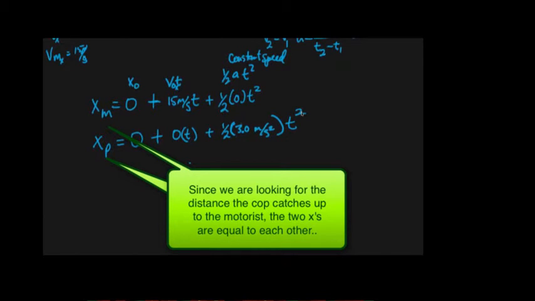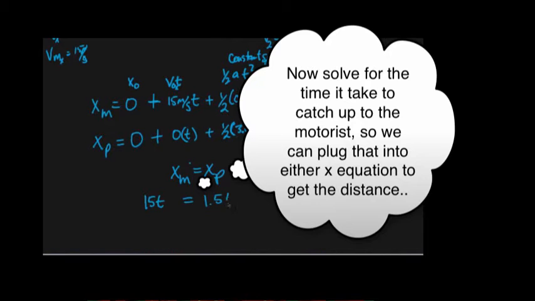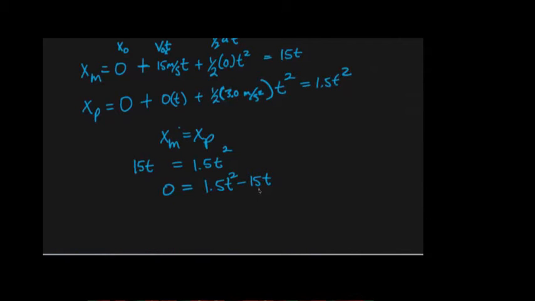Okay, so at this point, we know that xm will equal xp at some point when the cop catches up to him. So what you can do is set the 15t equal to the 1.5 t squared. You understand? So then it becomes a quadratic equation. Subtract the 15t on both sides, and then you're going to take each term individually over t. So divide this by t, get that. Divide that by t, get this.